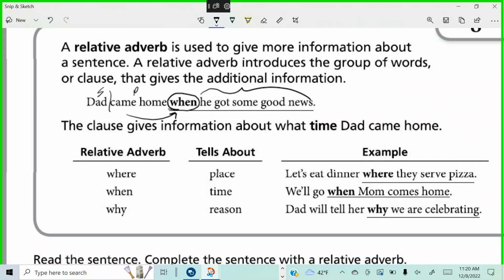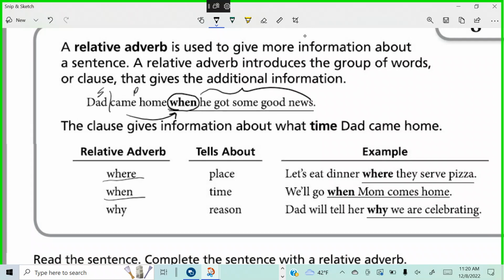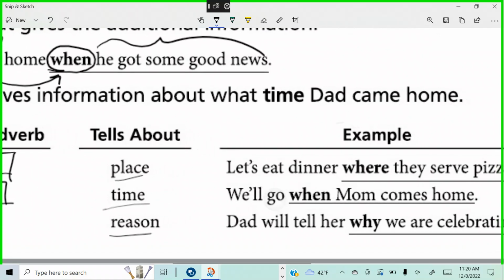Relative adverbs are where, when, and why. Why is a relative adverb. When is a relative adverb. Where is a relative adverb. It tells more about a place, it tells more about a time, and it tells more about a reason. Ready for this? Let's look at these examples.